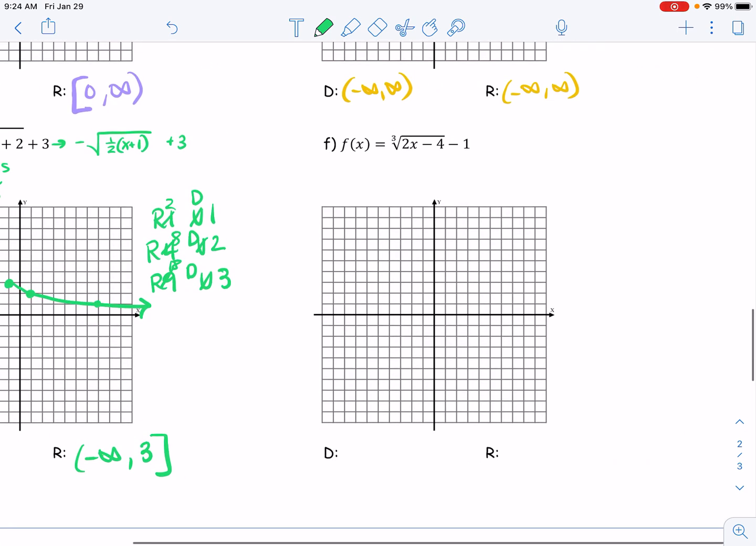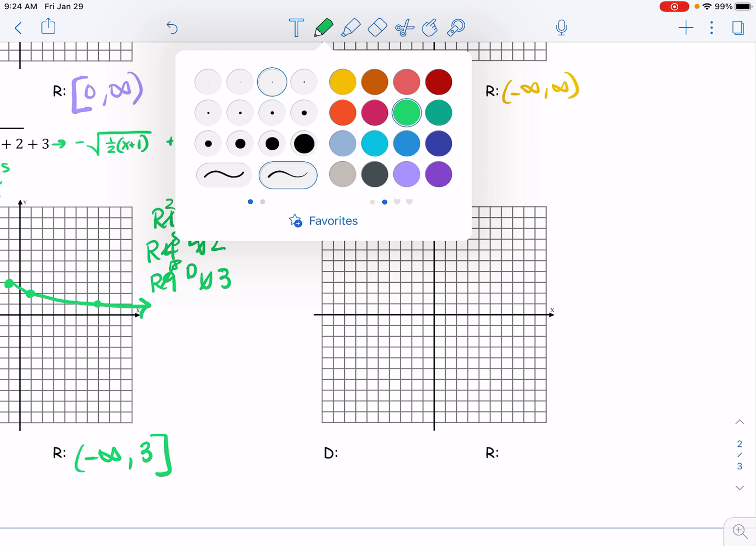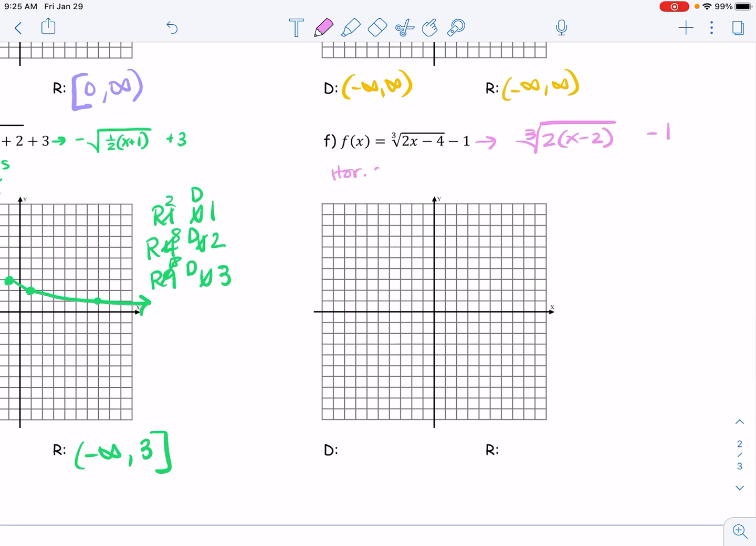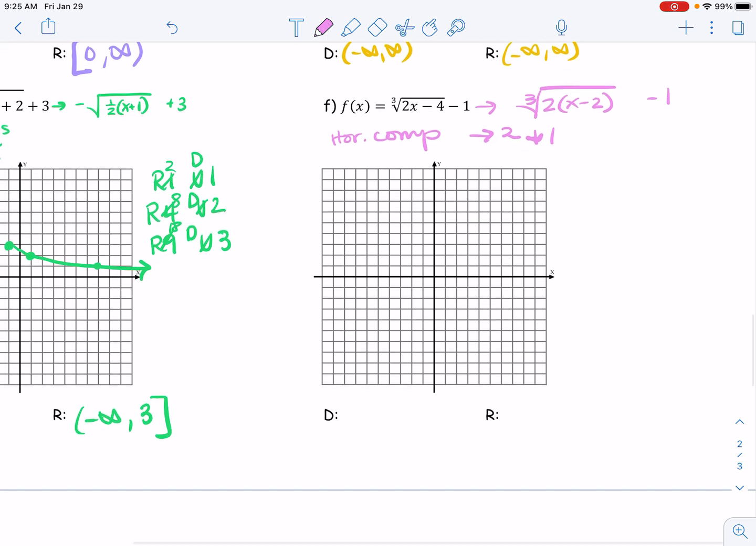Okay. And our last one, again, we have to factor something out. What color do we want? Pink. All right, so this is really the cubic root of 2 times x minus 2, and then minus 1. So that means we have a horizontal compression, a shift to the right 2, and down 1. So right 2, down 1 is our point of inflection. And there is a horizontal compression.